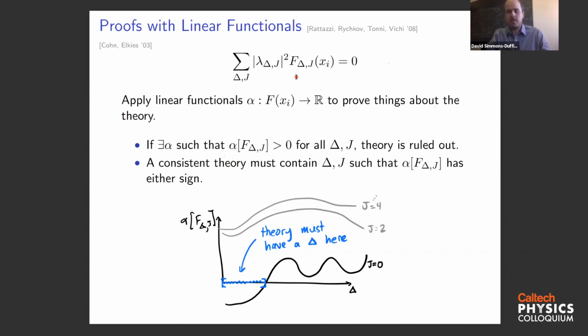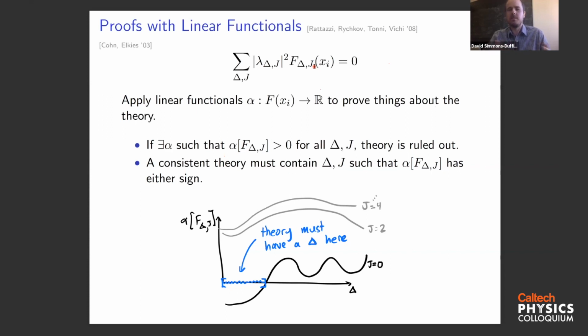As an example, suppose we can find a linear functional alpha that's positive, acting on all of the objects appearing in the equation. If we can, then we can apply alpha to this equation and get a contradiction. We end up with a sum of positive stuff times positive stuff is equal to 0. And that's, of course, impossible. So this gives us a tool for ruling out hypothetical theories.